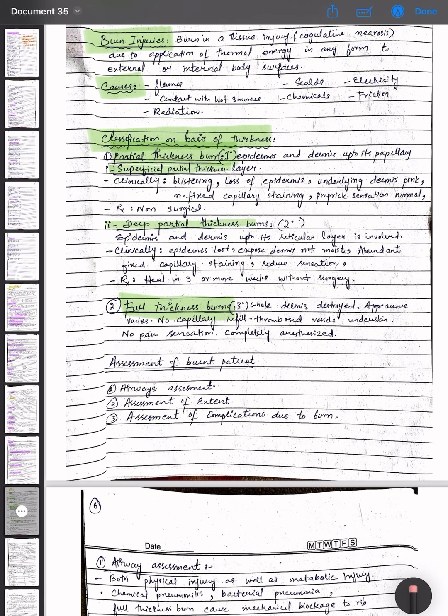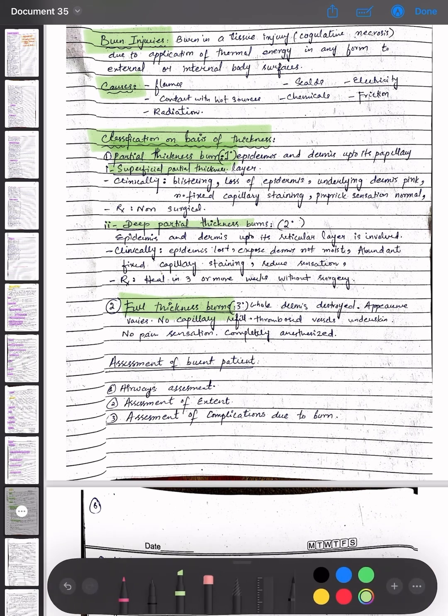Now deep partial thickness burns, which are 2-degree burns. The superficial partial thickness is 1 degree, and the deep partial thickness is 2 degree. So epidermis and dermis up to its reticular layer is involved. Clinically, epidermis is lost, exposed dermis is not moist, there is abundant fixed capillary staining, and reduced sensation. What will be the treatment option? Heal in 3 or more weeks without surgery.